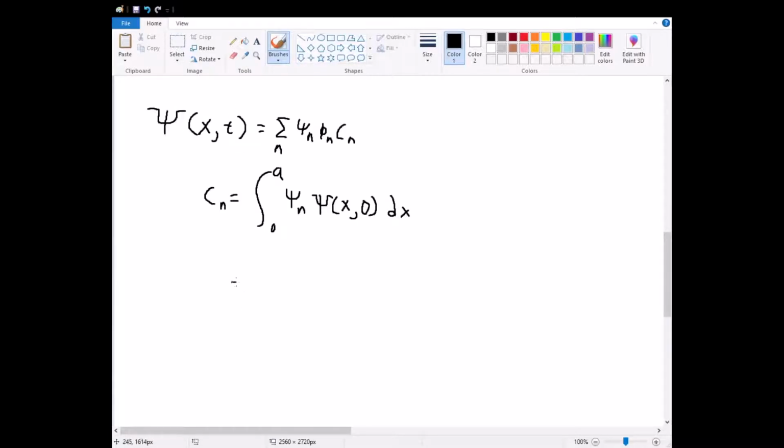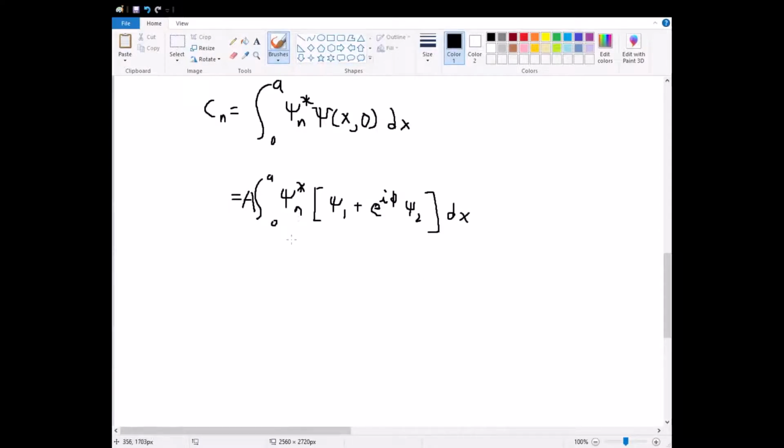So if we plug this in, this is an integral from 0 to a again of, and apologies, there's supposed to be a complex conjugate here, it's psi n star, multiplied by, and then we're going to move our A out as before, and then now we have psi1 plus e to the i phi times psi2, dx. Once again, the e to the i phi moves out of the integral because it has no x dependence, and the way we solve this is the exact same as in 2.5. So we're just going to do that.